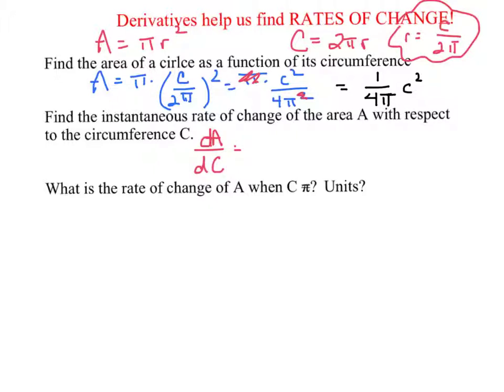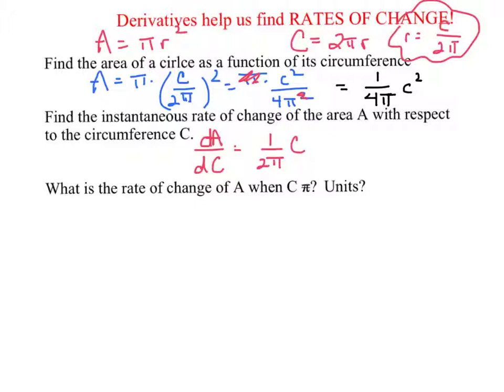Well, the derivative: 1 over 4 pi times 2 is 1 over 2 pi times c. Drop the power by 1. So that's my rate of change of area with respect to circumference. Find the rate of change of A when circumference is pi.